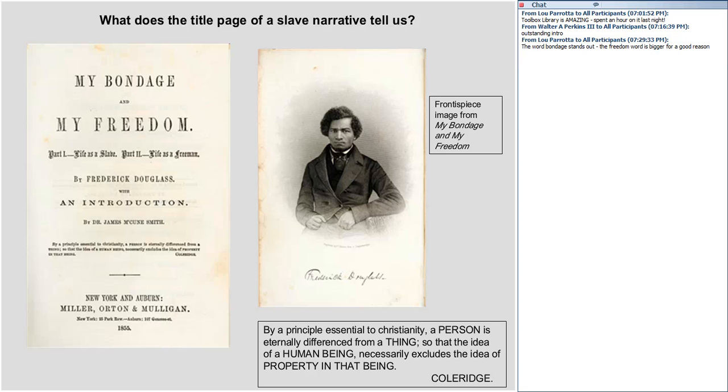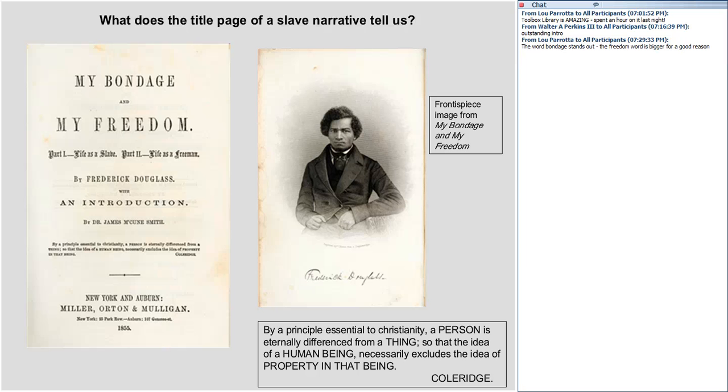So there are clues just on the title page of My Bondage and My Freedom of how it's going to be a different kind of book from Douglass's narrative. And if you've never read My Bondage and My Freedom, but you have read the narrative, I strongly recommend that you read My Bondage and My Freedom. We will look at a few differences between the two books that are good samples of the ways that Douglass changes between 1845 and 1855. And we'll get to that in a few minutes.